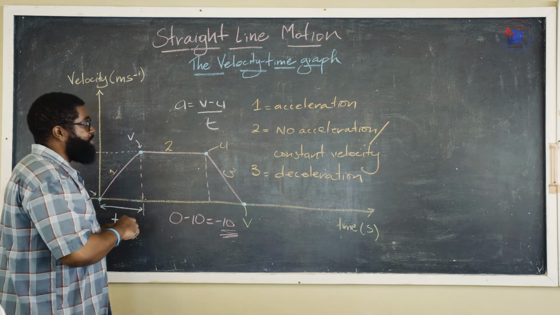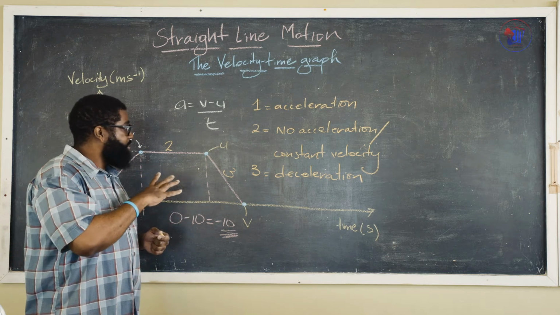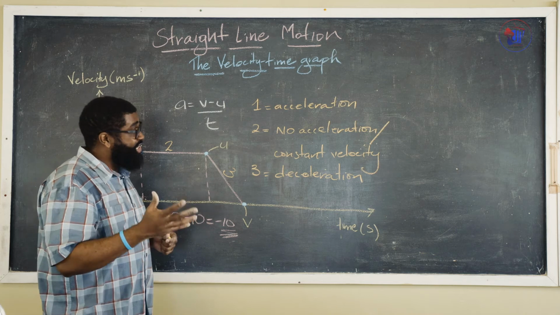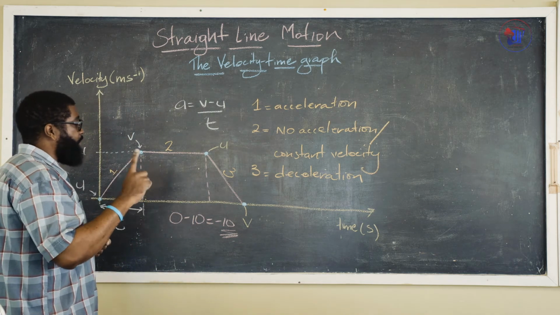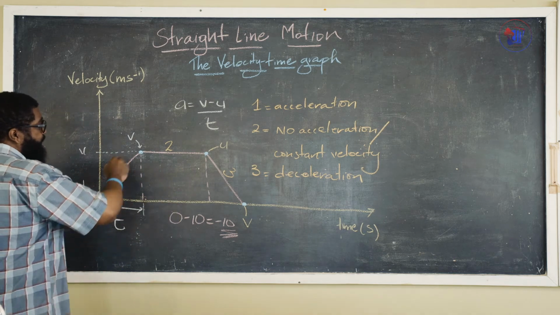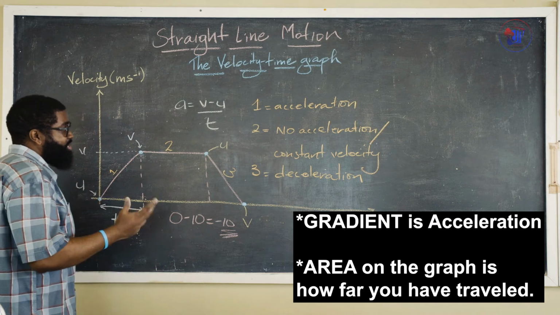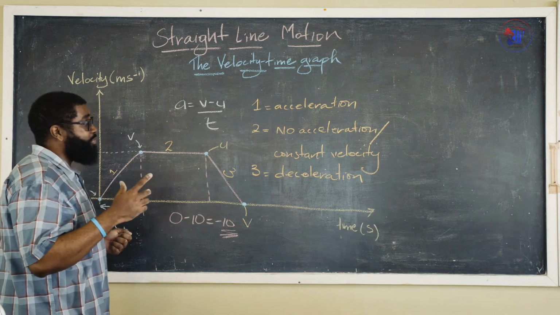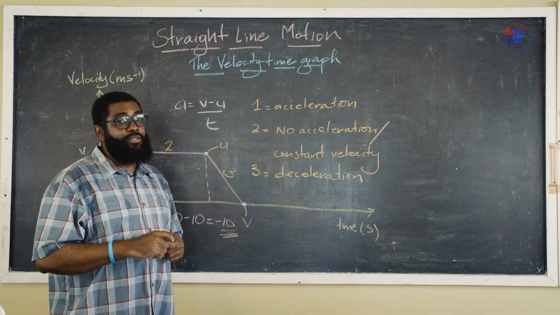The reason we have to work two problems is that this topic requires a ton of practice, and I hope I can show you how to navigate the little intricacies that might pop up or might challenge you when it comes to working these questions. So let me go over again before we go to our first problem. Gradient is acceleration. Area on the graph is how far you've traveled. And this is why a velocity time graph is the most useful graph when it comes to analyzing straight line motion. On to our questions.